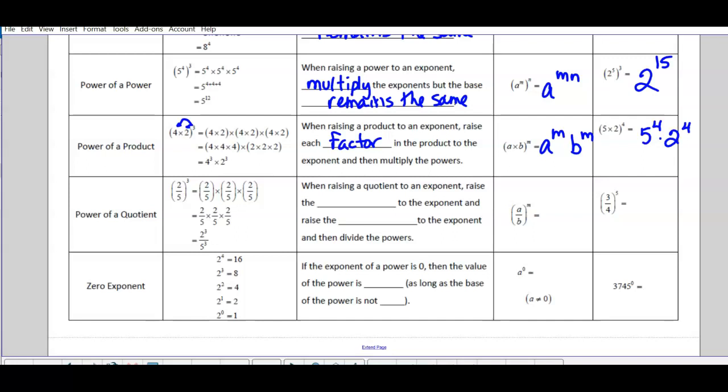Similarly with the quotient, it's applied to every part of that quotient, every part of the fraction. So here, 2/5, the exponent 3, the brackets are around the whole thing. So that means we have 3 of them. So that really means we have 2 cubed in the numerator and 5 cubed in the denominator, right? So this 3 applies to both things. It basically applies to everything that's inside the brackets. So raise the numerator to the exponent and the denominator.